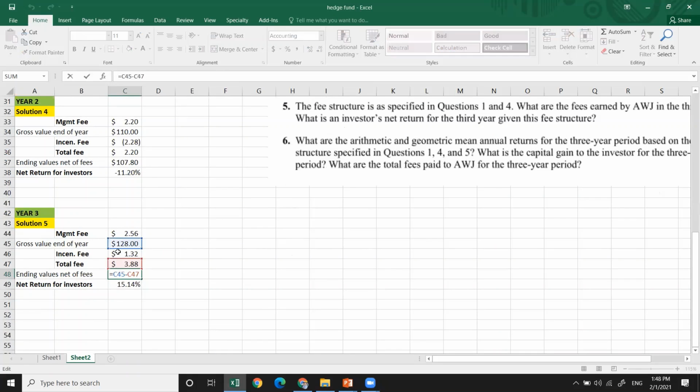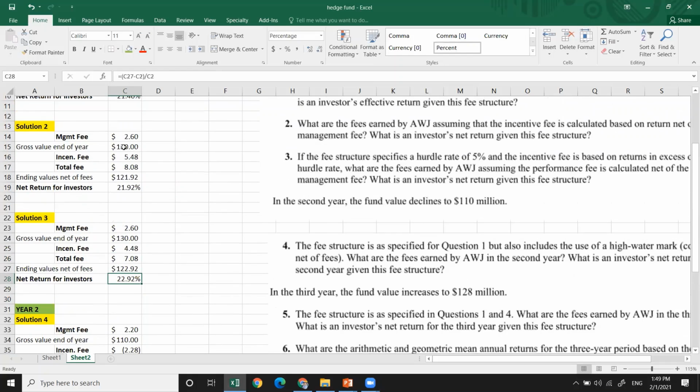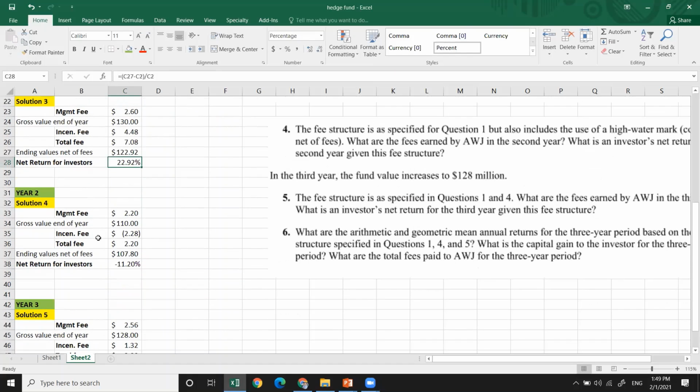You've got total fees. It's gross value minus total fees. This is what we calculate in everything. Look here, the same thing: gross value minus total fee. Gross value is the same in all years, in all cases. The only thing that changes is the estimation of incentive fees.